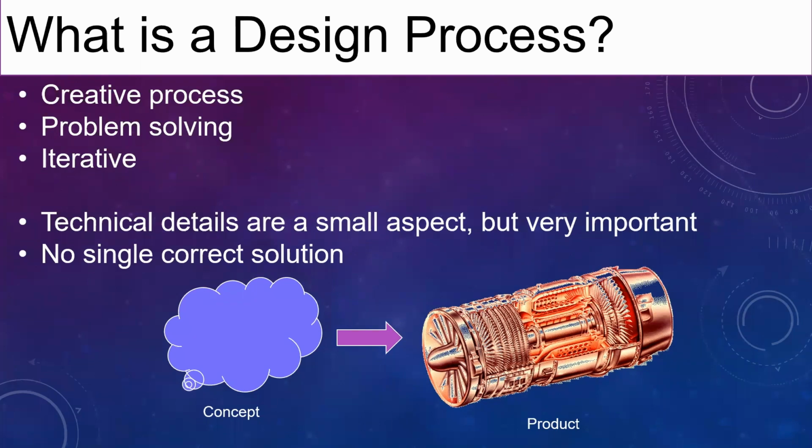And the one that people usually mess up is that it's also iterative. The goal isn't to go from the thought in your head to the perfect product in a short time span. You're going to go through multiple iterations, and you're going to learn as you go. You're going to learn from so many failures along the way. So the technical details are very important, but they're a very small aspect of the design process. And the other thing people sometimes struggle with is getting used to the fact that there's not a single correct solution. In fact, you are designing the solution, so there's not even a solution that's out there.